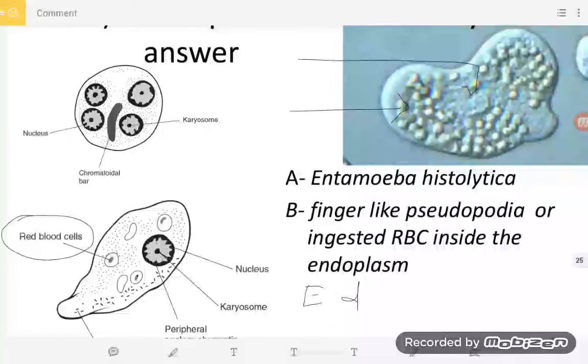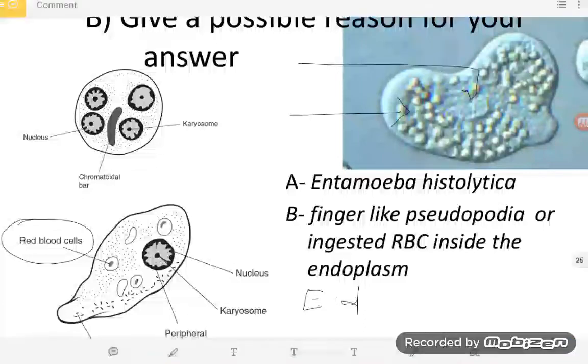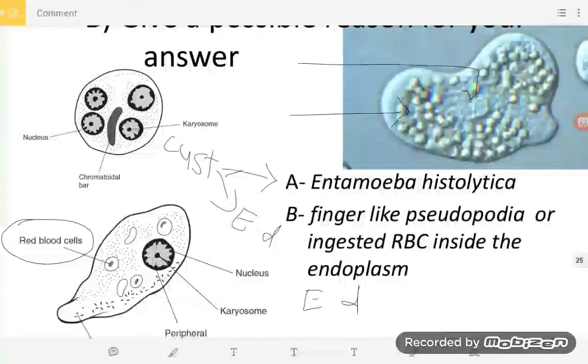But in the case of cyst stages, this is the cyst stage. By using cyst stages, we cannot differentiate Entamoeba histolytica or Entamoeba dispar. If we want to differentiate, we have to go for molecular study, or else isoenzyme studies, right?